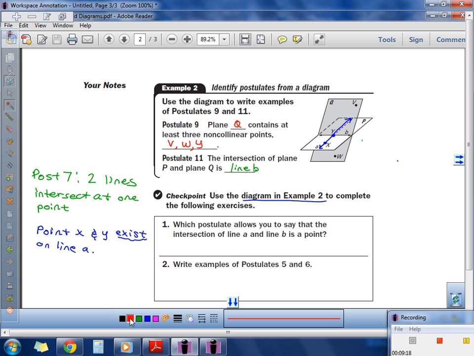Postulate number 6 says a line contains at least 2 points. It's kind of the reverse of this. So you'd say line A contains what? Points, what and what? Yeah, points X and Y. And that would be a good response there.